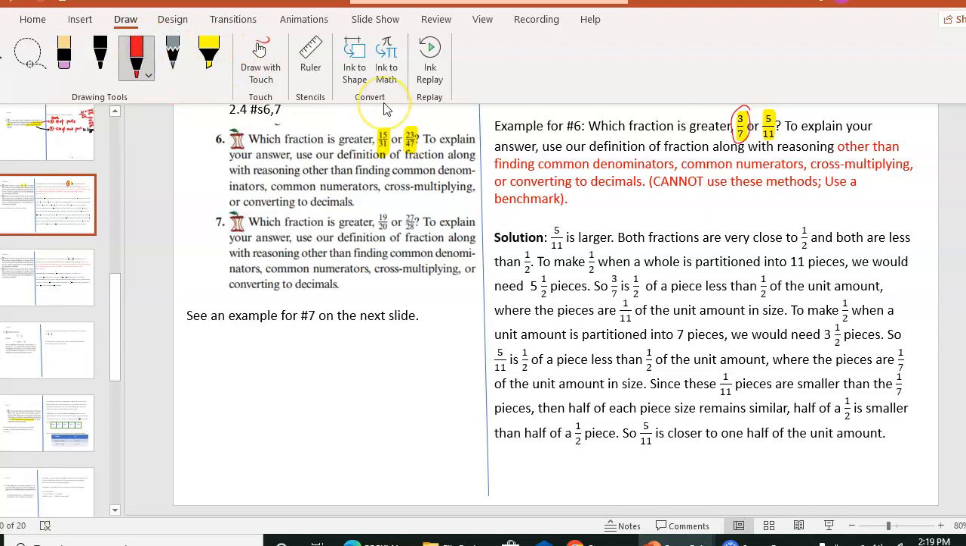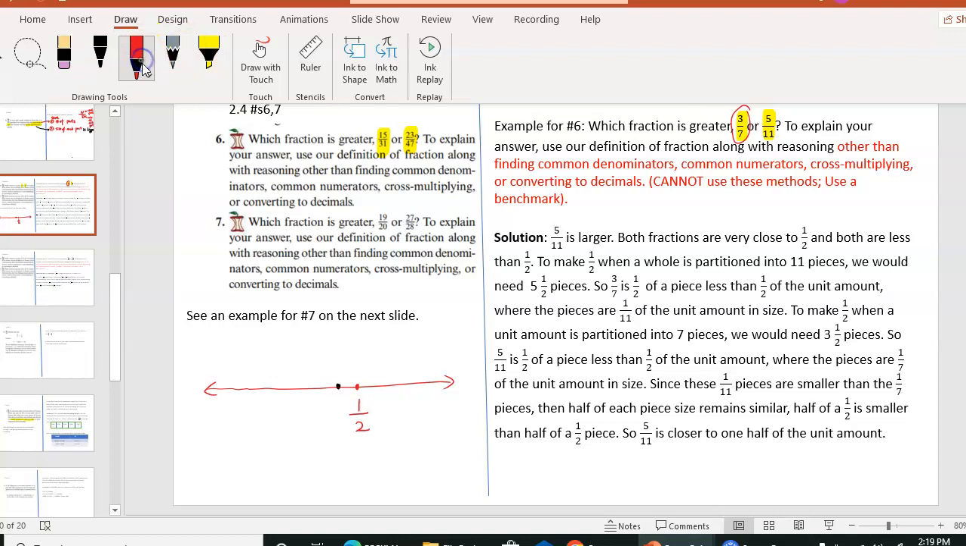Okay, so let me first finish the example for number 6. I didn't draw a number line, but you could draw a number line to help you view this. So let me draw a number line here. Because by looking at these two fractions, I already determined both of them are going to be very close to 1/2, I'm going to write down the benchmark, 1/2. And I just need to determine which of these two fractions is closer to 1/2.